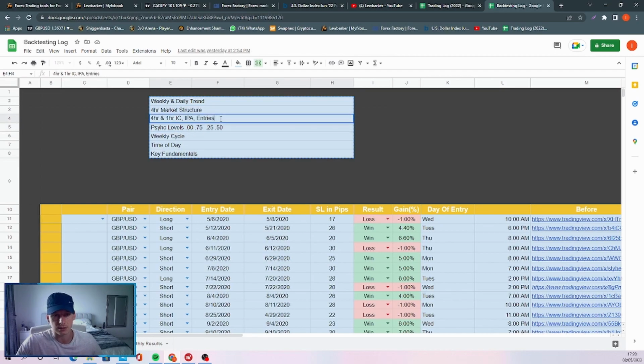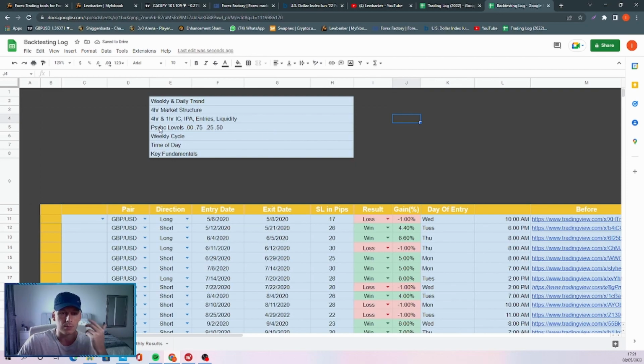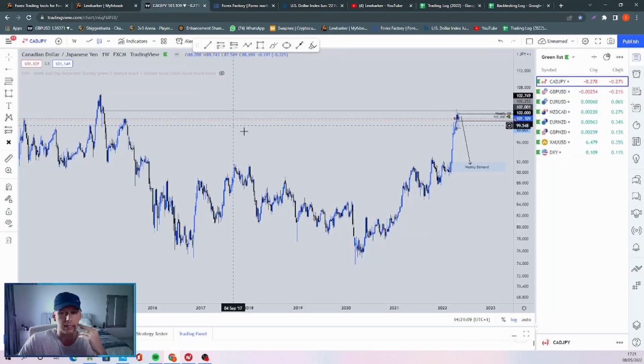IPA entries. I should also put on liquidity on there as well. I missed that. Liquidity super important. Did a video on that. You can jump back and check that out. Psychological levels, and then looking at weekly cycle, time of day, and then fundamentals as well. So these are all things I like to look at on the Sunday or Monday, set myself up for the week, and then go from there.